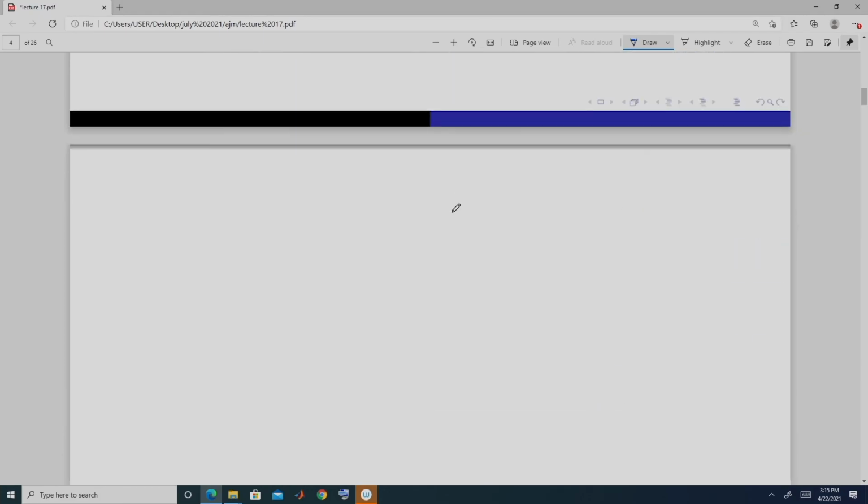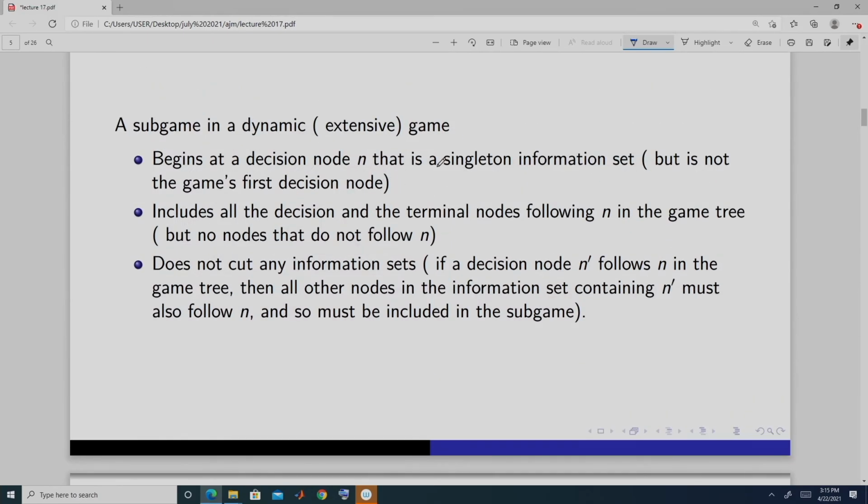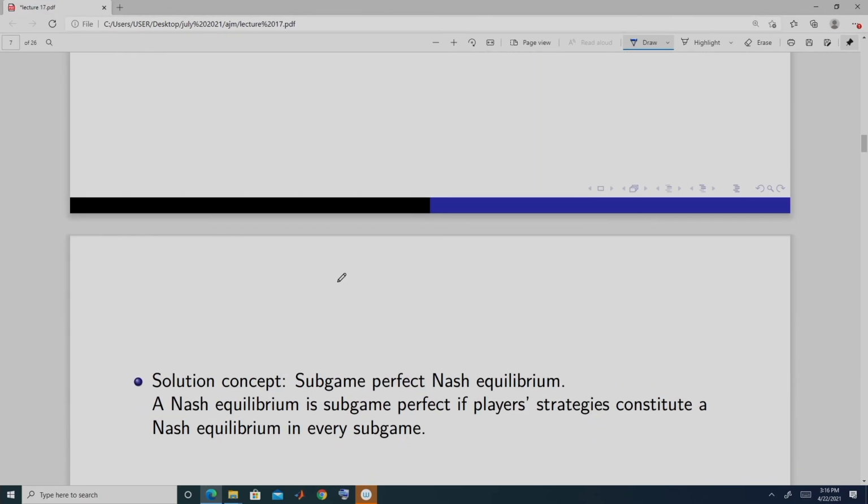And then we have also defined what is a subgame. A subgame begins from any node other than the first node, and it follows all the decision nodes from that specific decision node, that is, it includes all decision and terminal nodes following the node in the game tree, and does not cut any information set. So, a whole information set should belong to only one subgame. An information set cannot be partitioned into two different subgames.